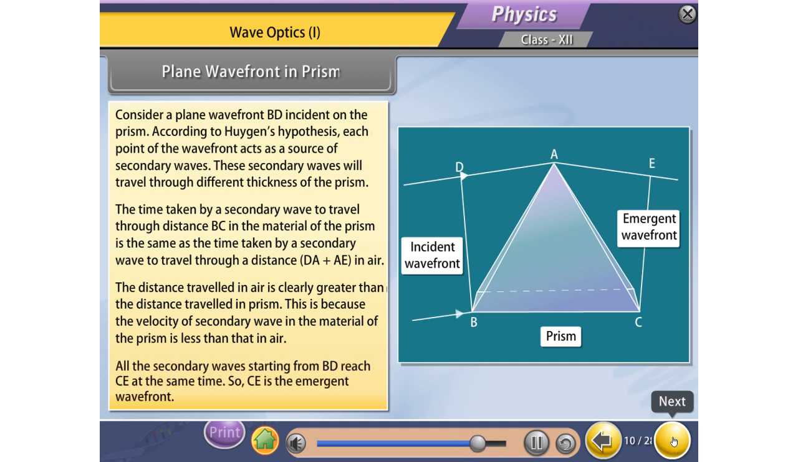All the secondary waves starting from BD reach CE at the same time. So, CE is the emergent wavefront.